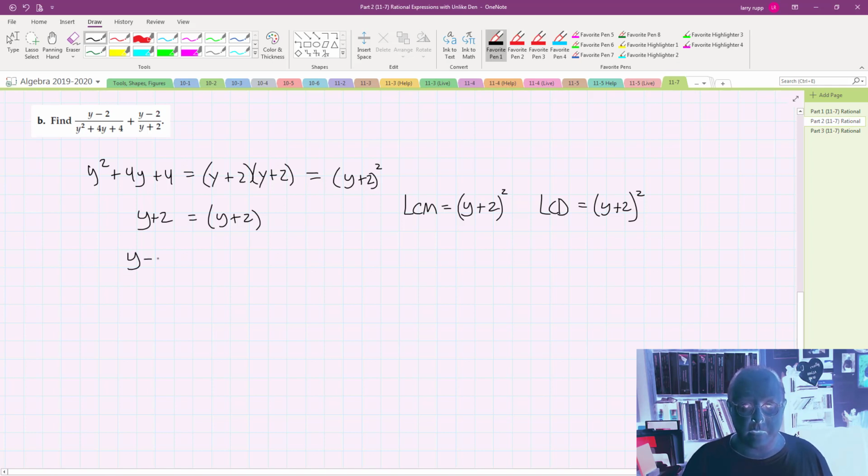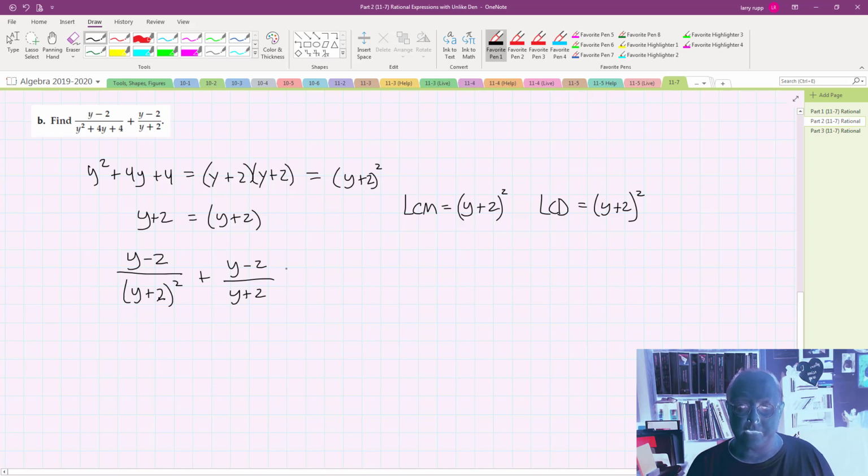We have y minus 2 over, we just determined that y squared plus 4y plus 4 factored into y plus 2 squared, plus y minus 2 over y plus 2. So it's this second term that needs additional work to get it to the LCD state. So this side has y plus 2 and this side has y plus 2 squared.